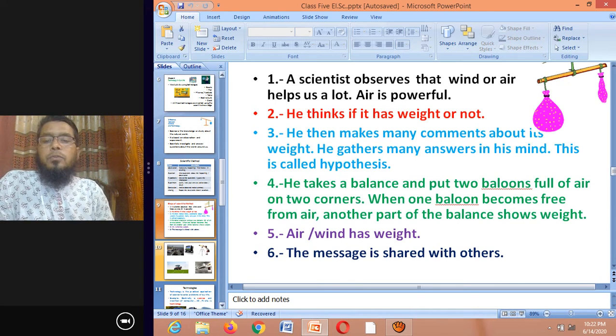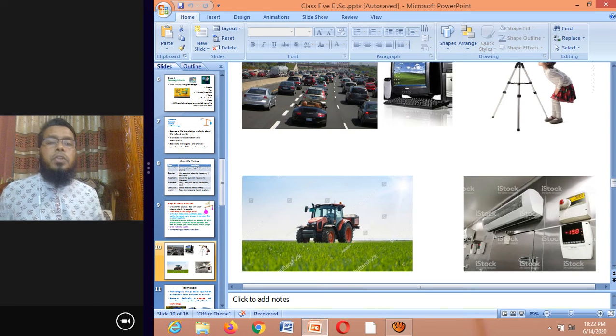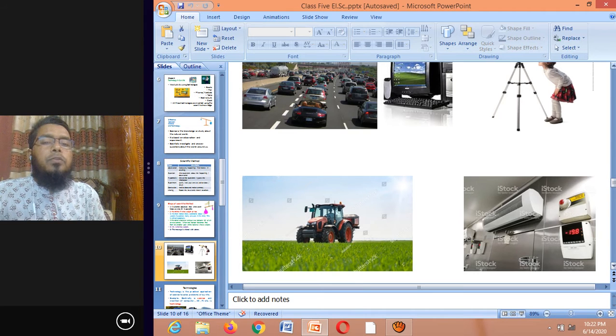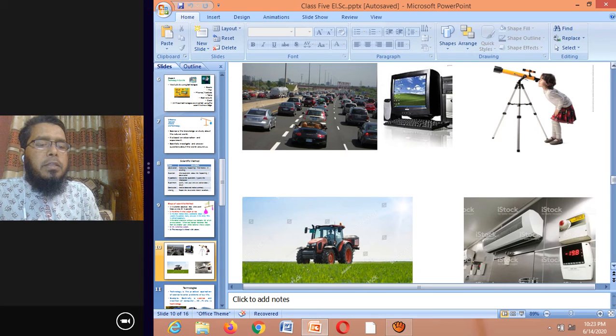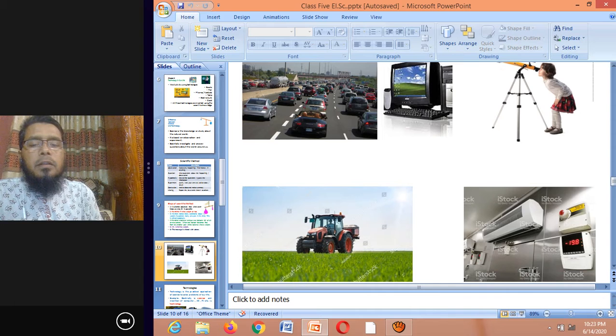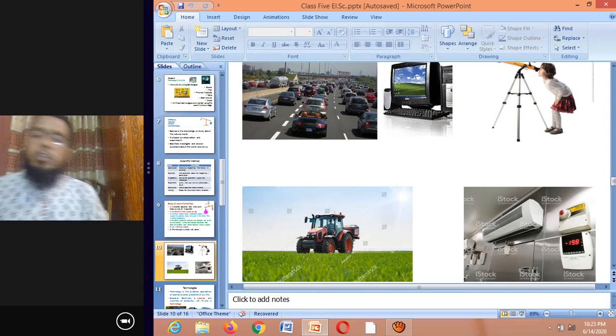And what about technology? Let's see some pictures here. I'd like to draw the attention of the students. What is here? So many cars are here. There is a computer with its parts. This is a telescope, a space telescope. This is an AC, an air cooler, and this is a tractor. These are all actually technology.